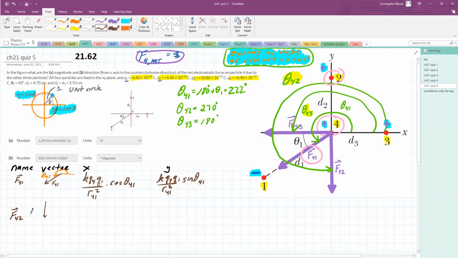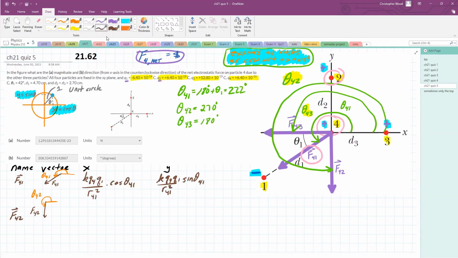This is vector F42. And this is the angle going counterclockwise with respect to the positive x-axis. There it is. This is theta 42.